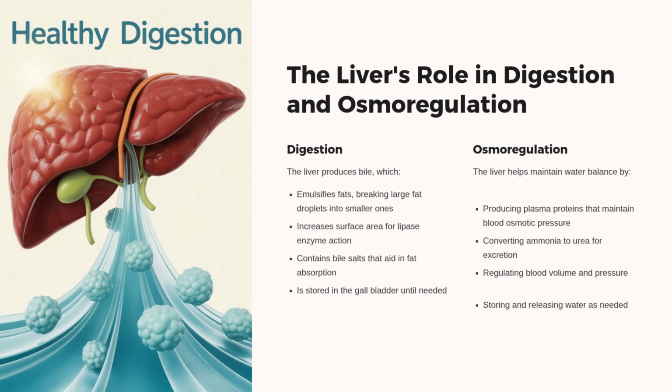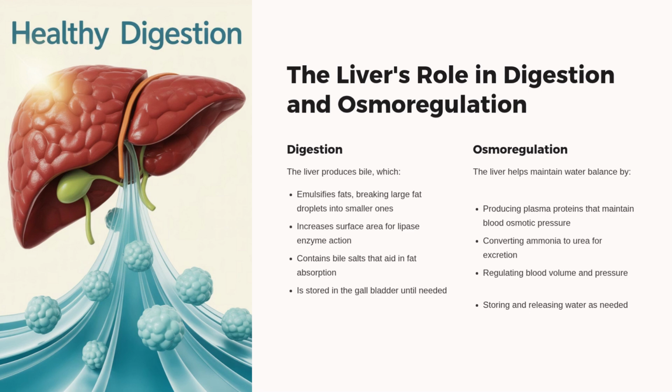The liver's role in digestion and osmoregulation. Digestion. The liver produces bile, which emulsifies fats, breaking large fat droplets into smaller ones. Increases surface area for lipase enzyme action. Contains bile salts that aid in fat absorption. Is stored in the gallbladder until needed.